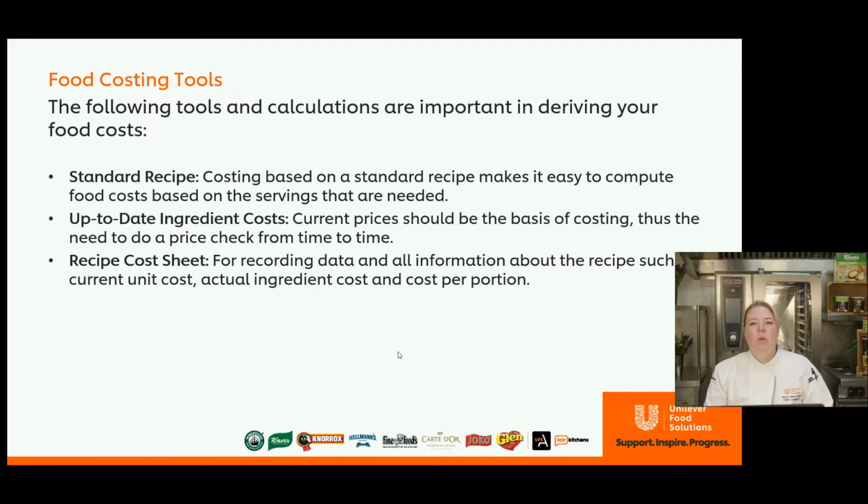What you basically do is, as soon as you receive stock, you add the price of your ingredient onto the system, and if you've loaded your recipes onto your point of sale system, it will automatically send you a new recommended selling price. Then there is your recipe cost sheet, for recording data and all information about the recipe, such as your current unit cost, your actual ingredient cost, and your cost per portion.